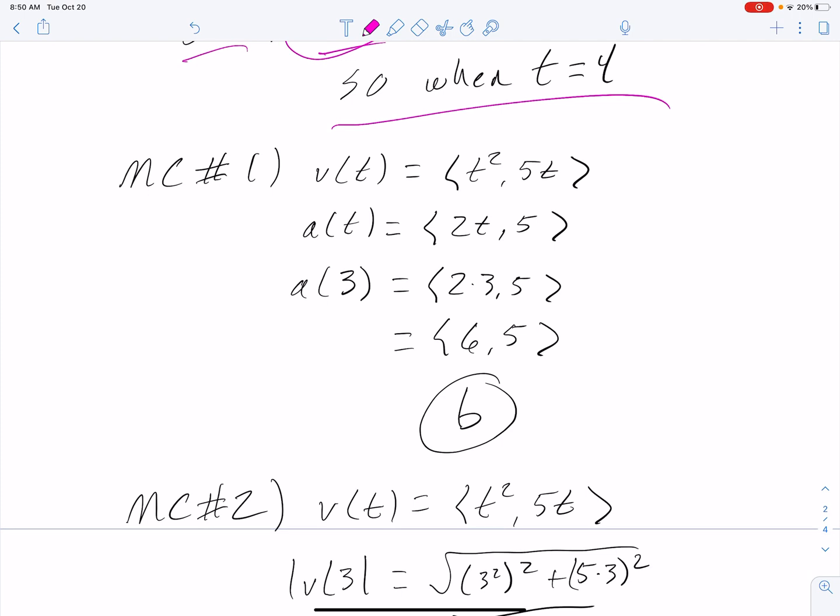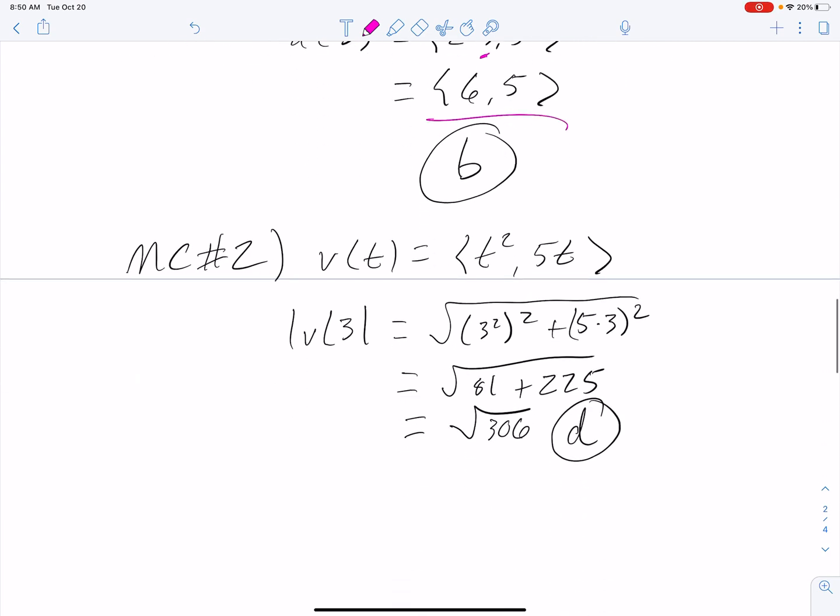Multiple choice number 1 wants acceleration when time equals 3. So they've given us our velocity functions. So all I need to do is take the derivative once, plug in 3, and come up with choice B. Multiple choice number 2, they want the absolute value of v of 3. In other words, they want me to plug 3 into my velocity functions, square them, and take the square root, and that results in choice D.